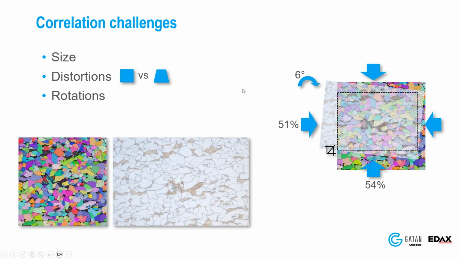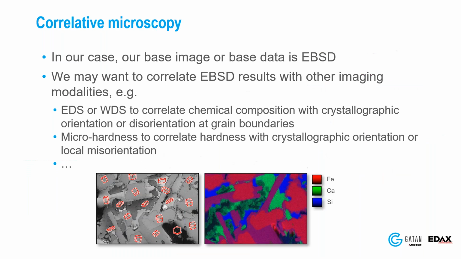And then obviously we talk about correlation challenges. So you have differences in size, you have various distortions that can happen. When we work at high tilt, we tend to get some distortions. You may have the data rotated. Obviously, when you put a sample in an instrument, you never get it exactly the same, so you may have to deal with that. And so hopefully it's just shifts, but sometimes it's also distortions that have to be dealt with.